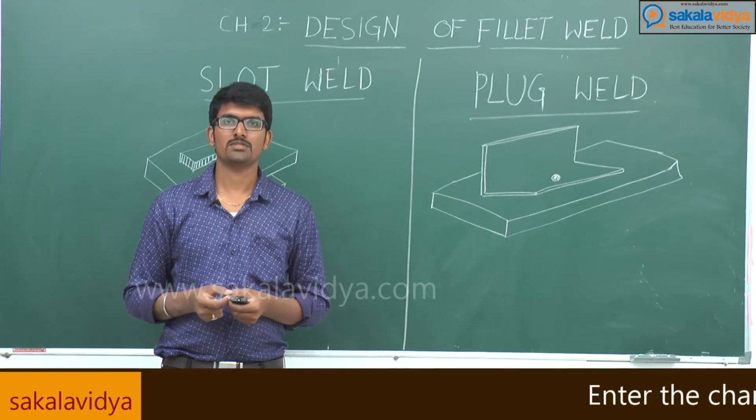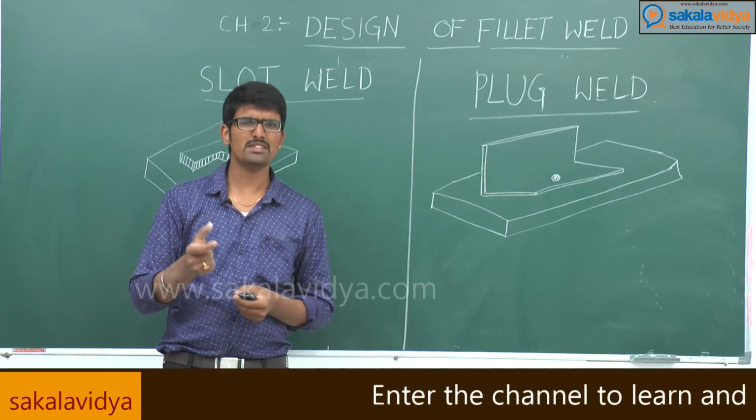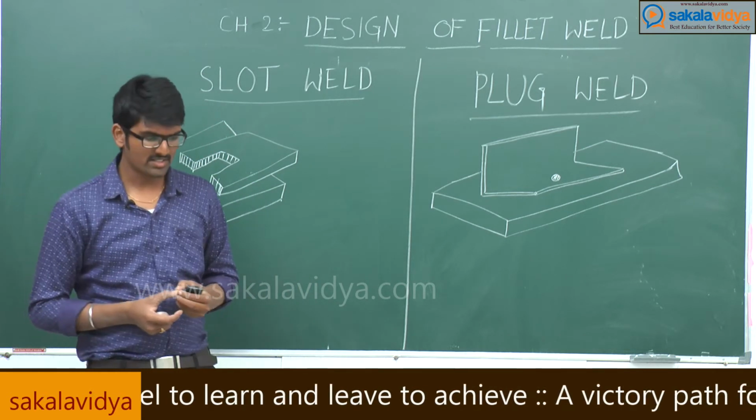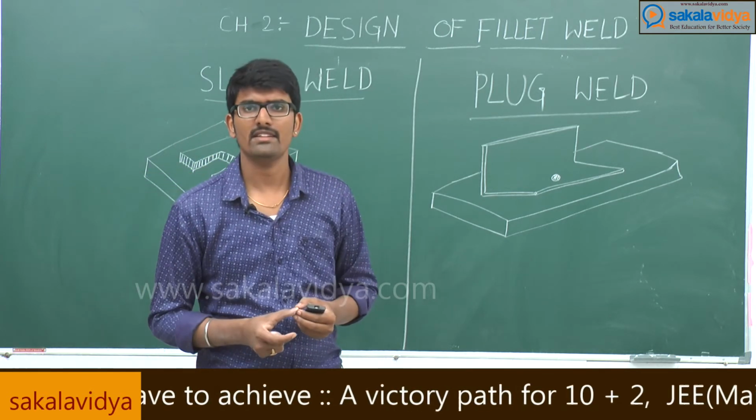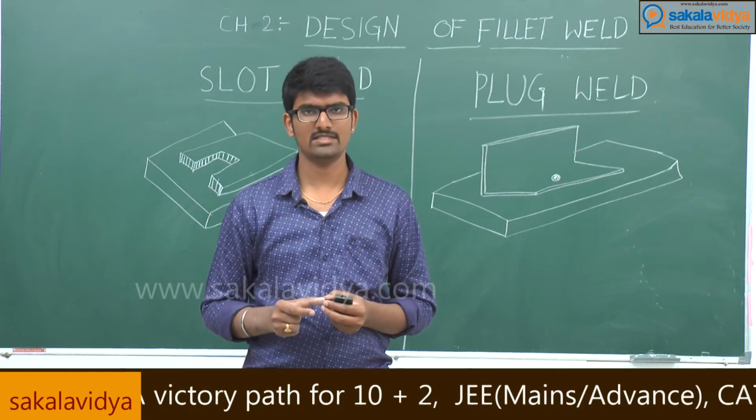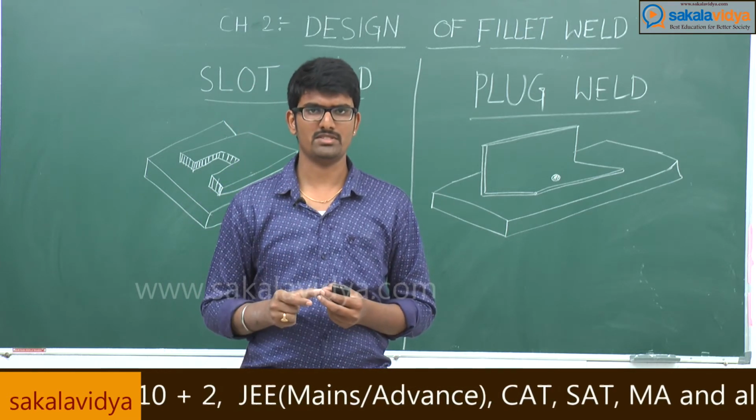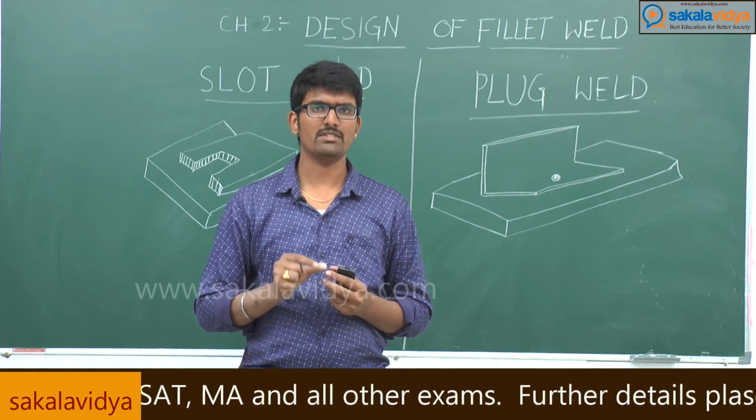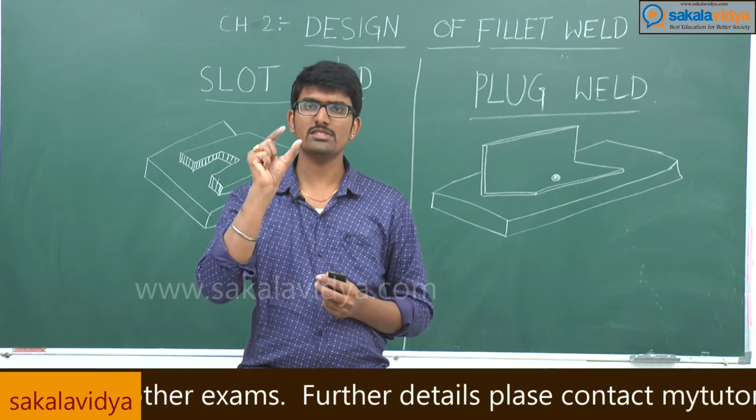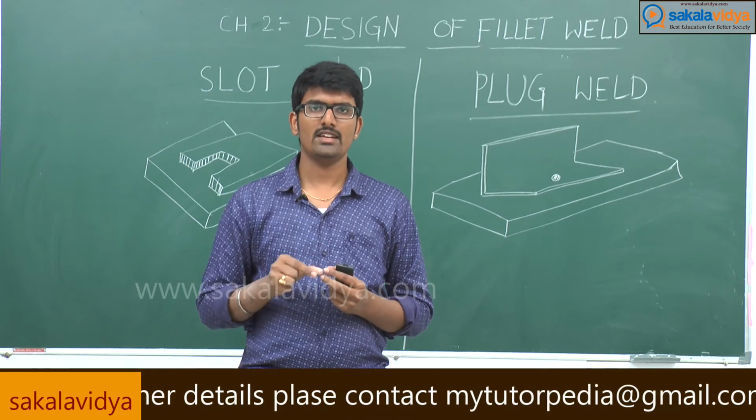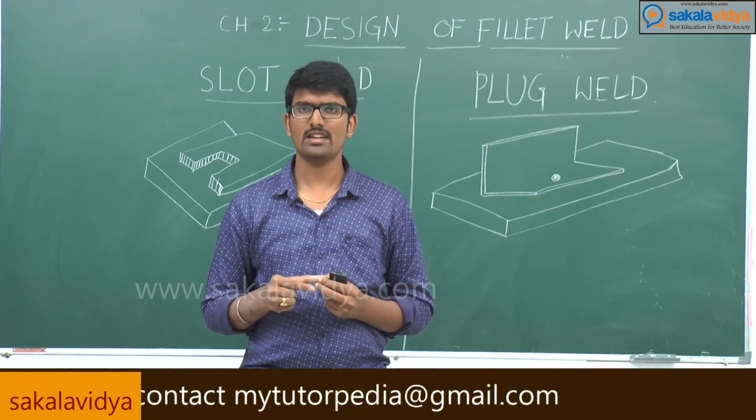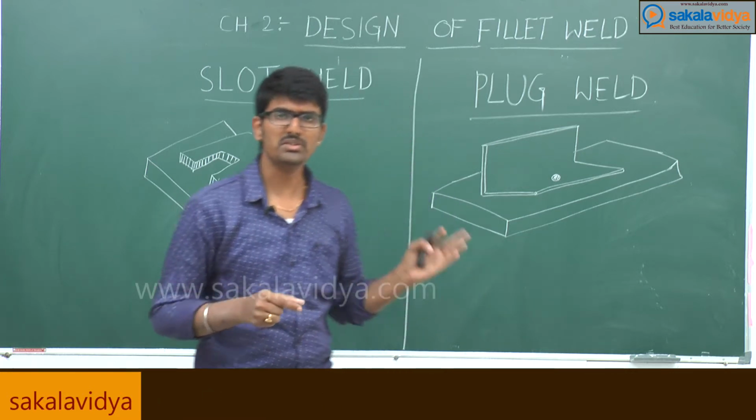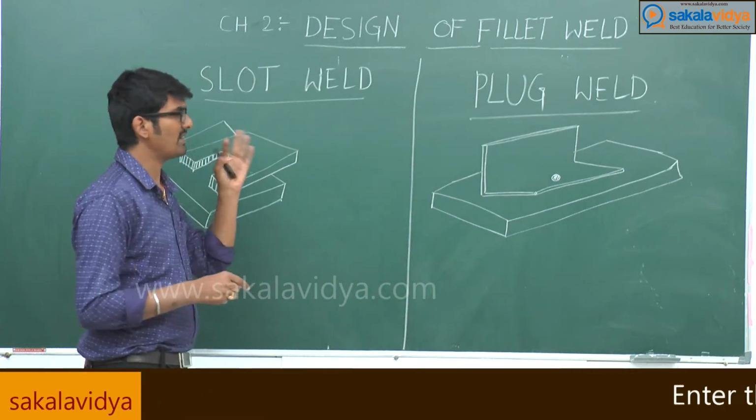Now let us see about slot and plug welds. What is meant by slot weld and plug weld? These two types of welds are mostly used when it is impossible to use rivets and bolts. For example, when the size of an object is very small, like a switchboard or a plug, is it possible to use bolts and rivets? No, it is not possible. At that position, we use slot weld and plug weld.